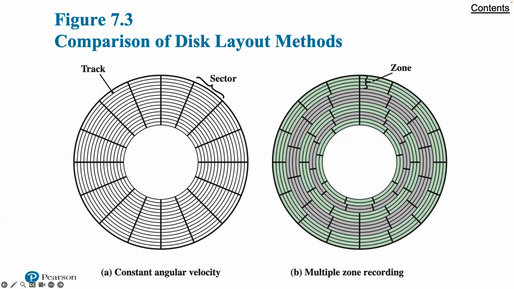So it shows 15 tracks organized into 5 zones. The innermost 2 zones have 2 tracks each, with each track having 9 sectors. The next zone has 3 tracks each with 12 sectors, and the outermost 2 zones have 4 tracks each, with each track having 16 sectors.